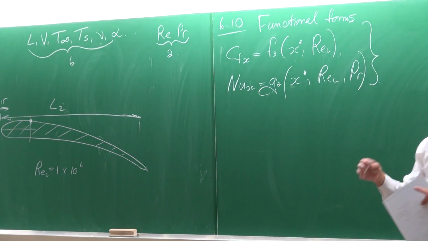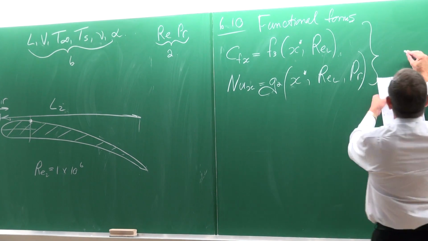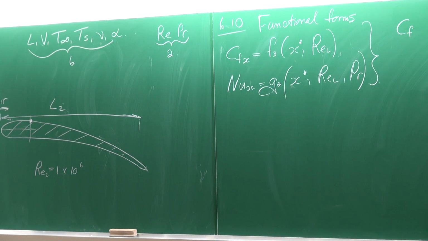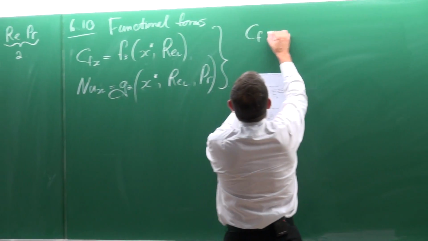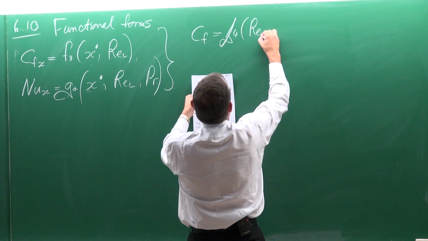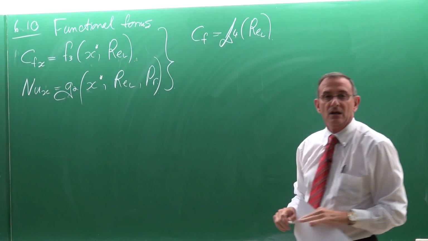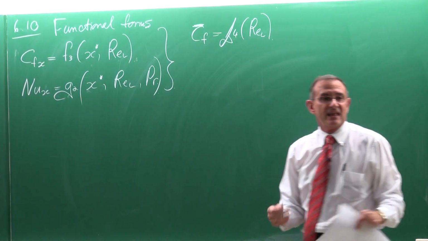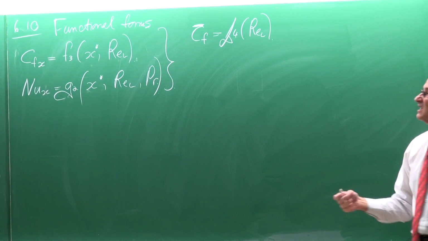So, if we do the integration of these two equations, then we can determine that the average friction factor is only a function of the Reynolds number. Okay. And to indicate that this is the average, I'm going to show it like that. Okay. This is the average.